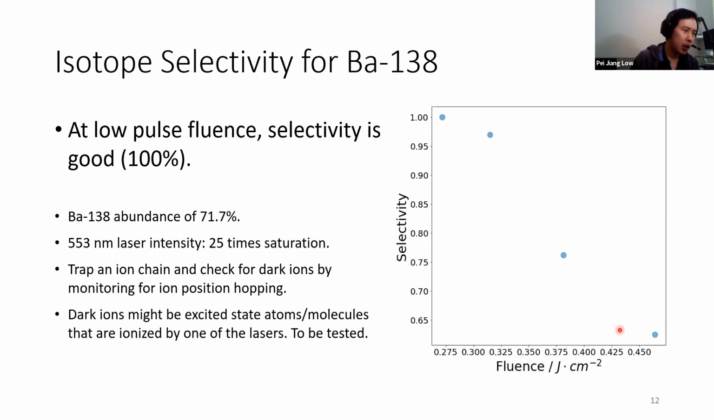And it could drop below the 72% of the natural abundance, which leads us to suspect that the dark ions could be something other than just barium ions. It could be some other species or molecules as well. So this is to be tested, but the takeaway is that at low enough fluence, you can get very good selectivity.